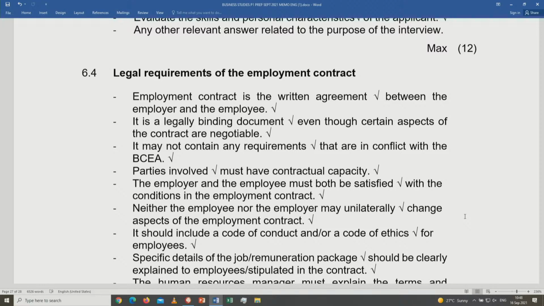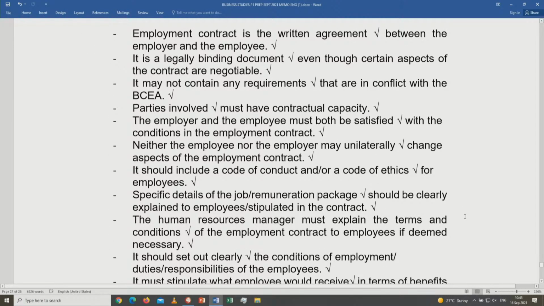So these are some of the responses that we are expecting when it comes to the legal requirements. Parties involved must have contractual capacity. It's another fact. The employer and the employee must both be satisfied with the conditions of the employment contract. Neither the employee nor the employer may unilaterally change aspects of the employment contract. It should include code of conduct or code of ethics for employees.